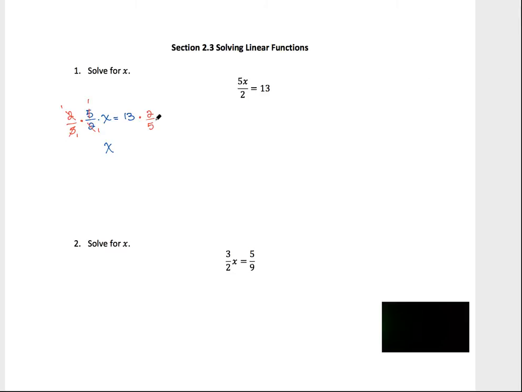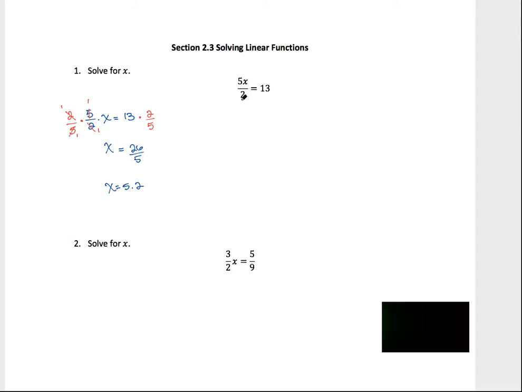And then on the right, let's go ahead and multiply this out. We get 13 times 2, which is 26 over 5. You can just leave your answer like this, as 26/5. Or if you want to convert it to a decimal, that's fine, but it's really not necessary. But if you wanted to, you can rewrite this as x is equal to 5.2. So that's one way of approaching a problem dealing with fractions.